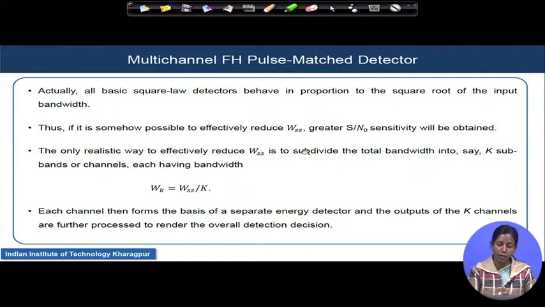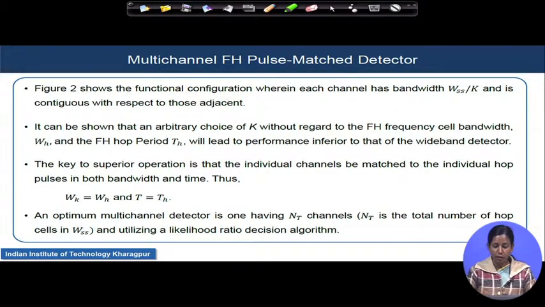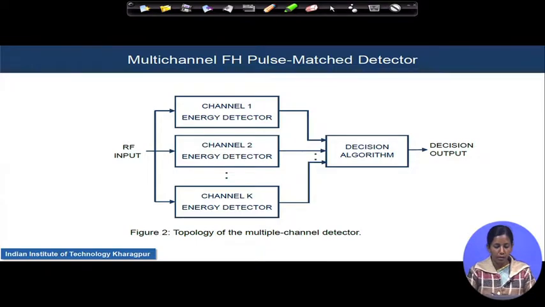Once we divide the wider bandwidth over the sub channels, and devise independent detectors over these independent sub channels, we have a multi-channel frequency hopped pulse matched detector kind of architecture. Let us see first the architecture of such detectors. So this was the RF input, and we have divided the whole WSS bandwidth.